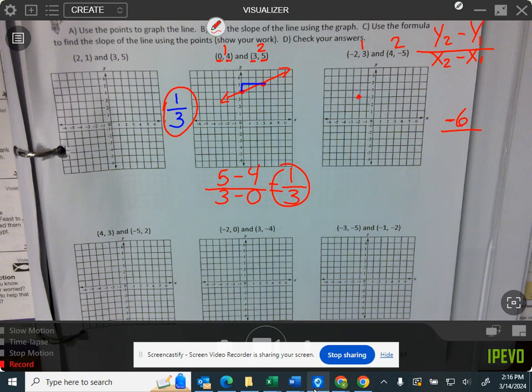-2 up to the 3. And then we have 4 down to the -5. That looks better. I'm going to take a breath and go slower. Let's count this again. 1, 2, 3, 4, 5, 6, 7, 8. I went down, so I know it is a -8. And I go across 1, 2, 3, 4, 5, 6.